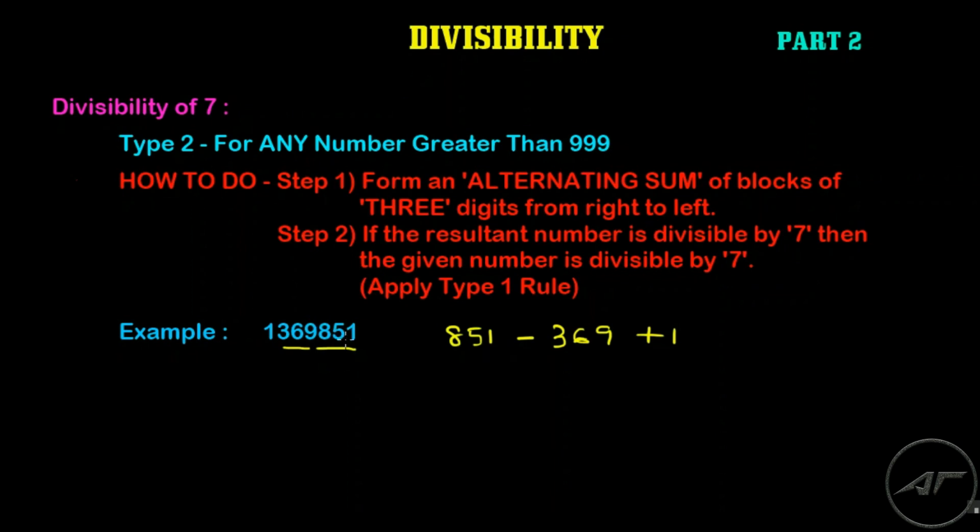This is going to be positive. The second part is going to be negative, and again the third part is going to be positive. If we had a fourth part, that again would have been negative. So it goes that way. It's an alternating sum of 3 digits from right to left.